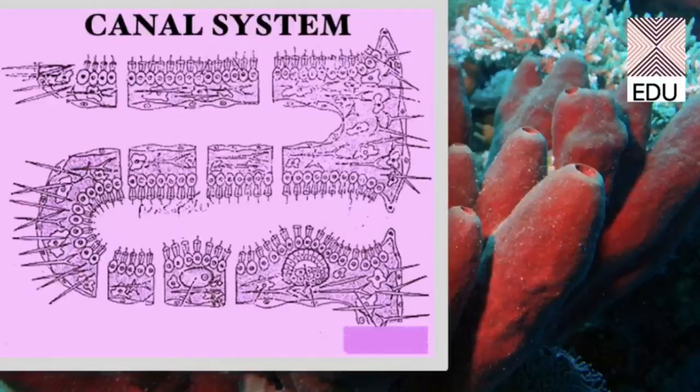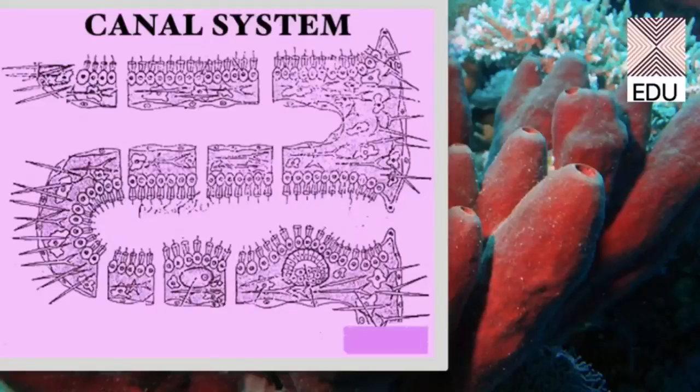Secondly, I have told you that water comes from outside into the body of the Scypha through ostia. So this is the ostium from where the water enters into the body. Now this water which is coming through the ostium enters this particular canal which is called as the incurrent canal. Yes, so this is the incurrent canal. Now this canal is blind from this particular side. So where does the water go from this canal?